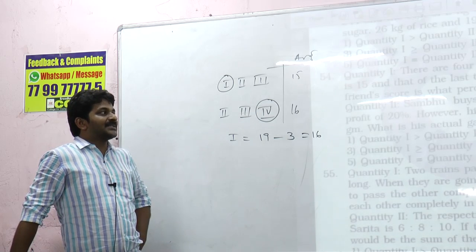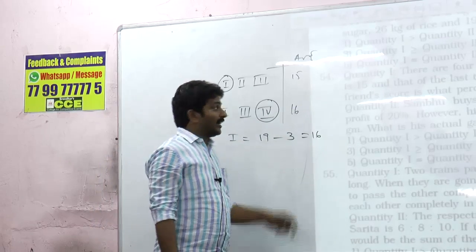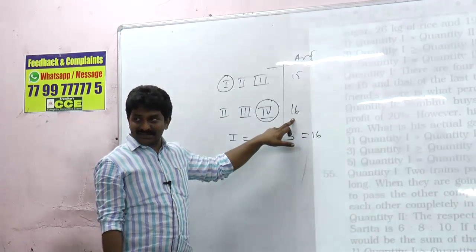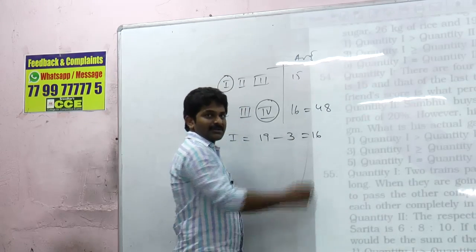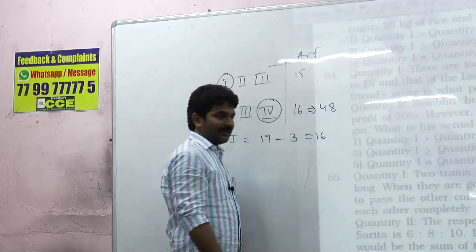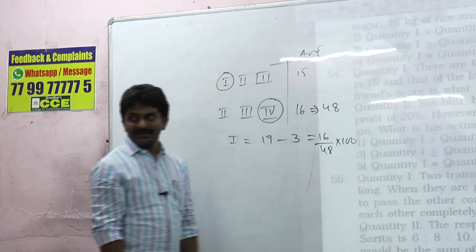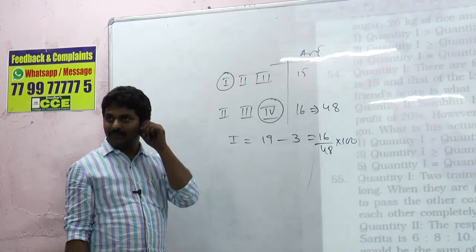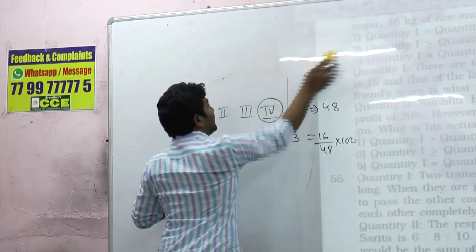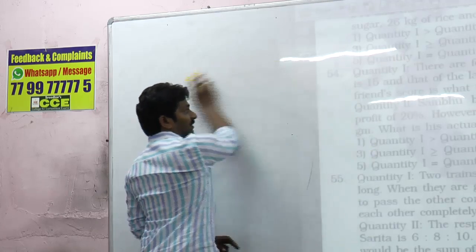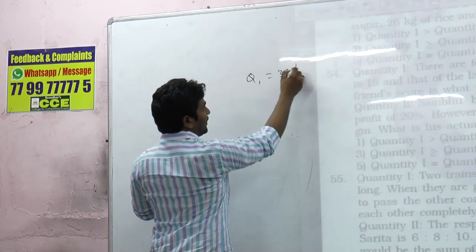Then first friend's score is what percent of the total score of the last 3? Average marks obtained by last 3 is 16. Total score is 16 3 times, 48. 16 is what percent of 48, which is 1/3 I think. 16 by 48 into 100. 1 by 3, right? 1 by 3 in the sense, how much percent? 33 1 by 3. So quantity 1 is 33 1 by 3.